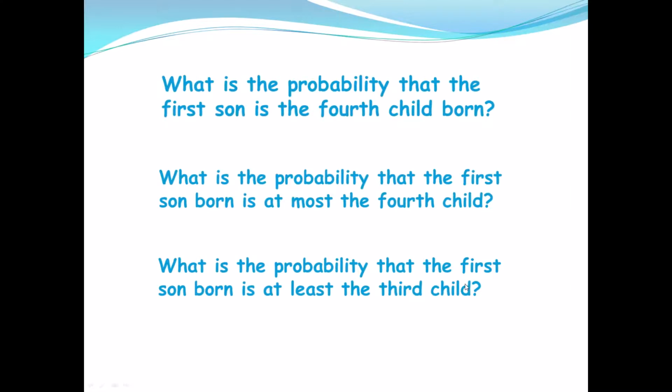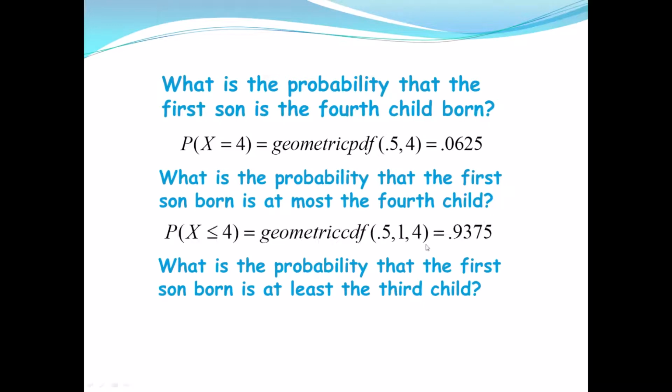All right. So what is the probability that the first son is the 4th child born? All right, that is a PDF. So it's a geometric PDF, and all it is is the probability and then whatever x is, right? And out it comes. What's the probability that the first son born is at most the 4th child? Well, that's going to be a CDF, 0.5, and then from 1 to 4.